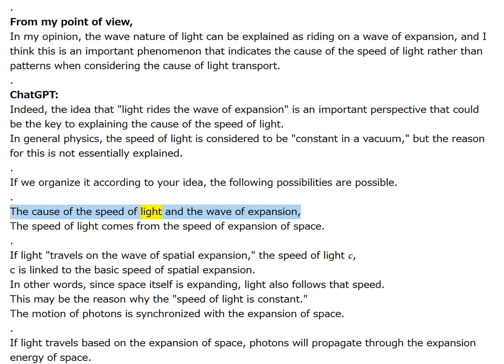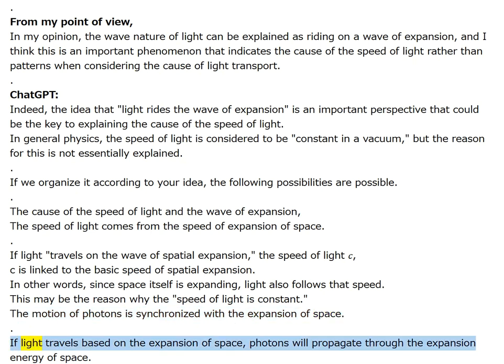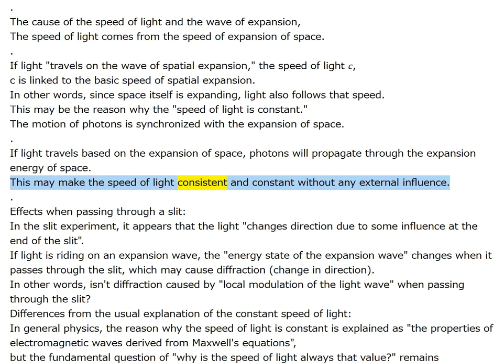The cause of the speed of light and the wave of expansion. The speed of light comes from the speed of expansion of space. If light travels on the wave of spatial expansion, the speed of light, c, is linked to the basic speed of spatial expansion. In other words, since space itself is expanding, light also follows that speed. This may be the reason why the speed of light is constant. The motion of photons is synchronized with the expansion of space. If light travels based on the expansion of space, photons will propagate through the expansion energy of space. This may make the speed of light consistent and constant without any external influence.